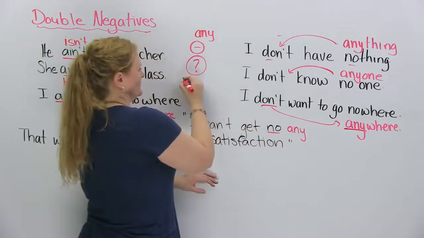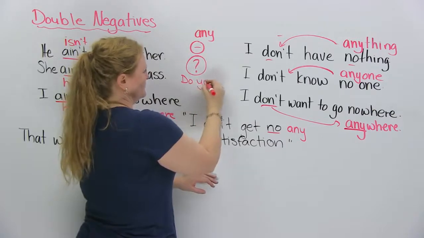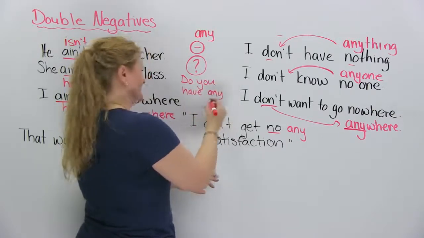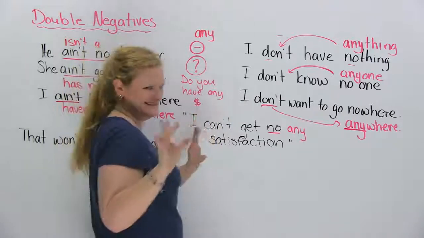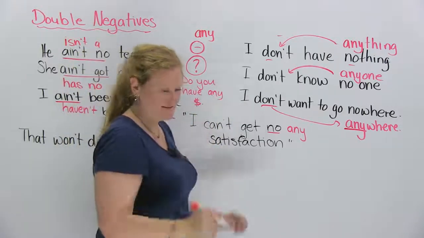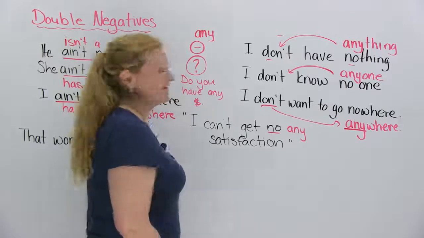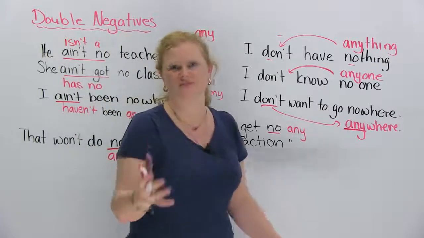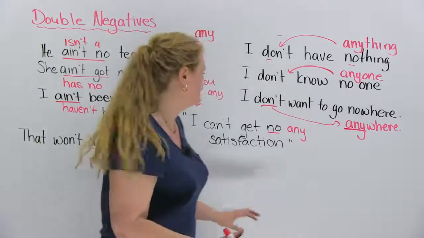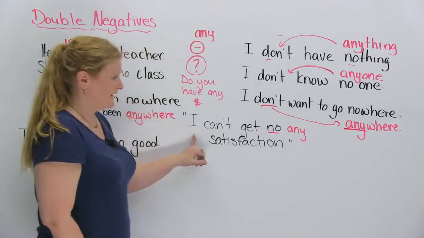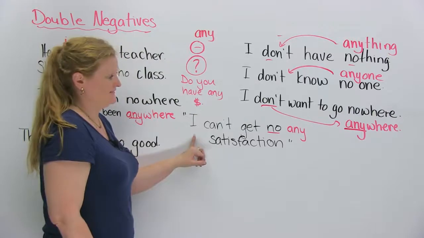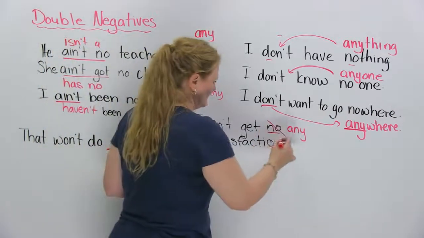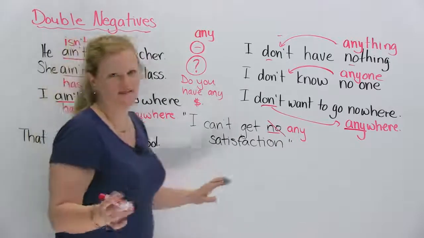When we use it as a question, we would say, do you have any? For example, do you have any money? No, you don't have any money. Okay, do you have any children? Do you have anything to give me? Okay, so I can't get no. We have to say, I can't get any satisfaction.